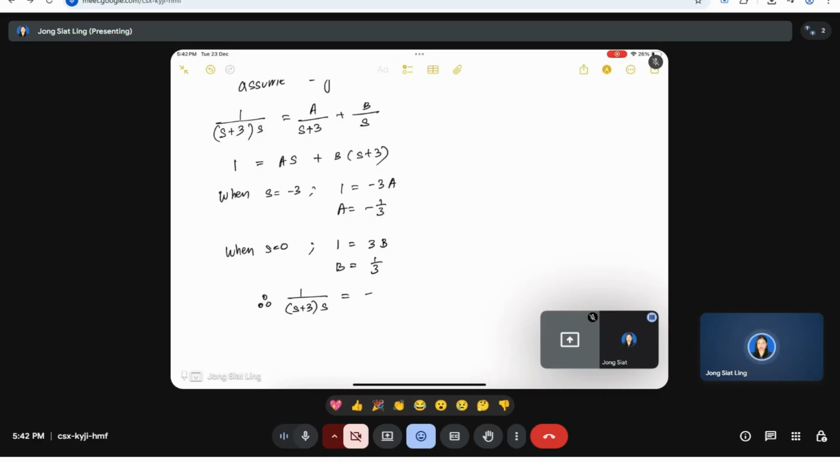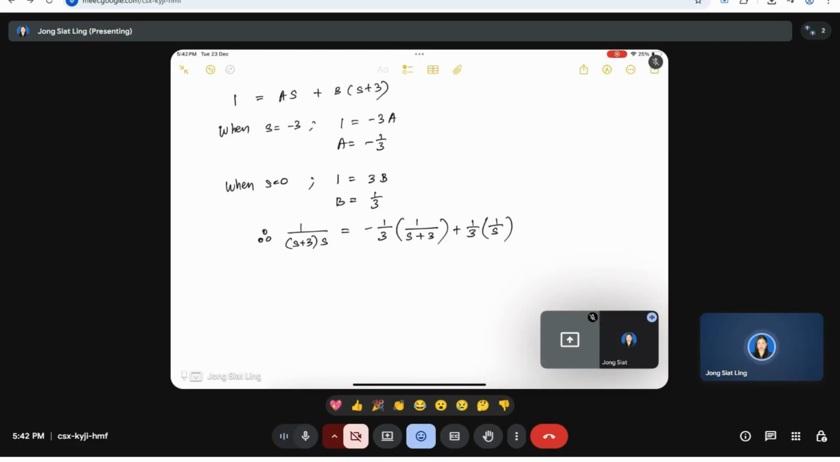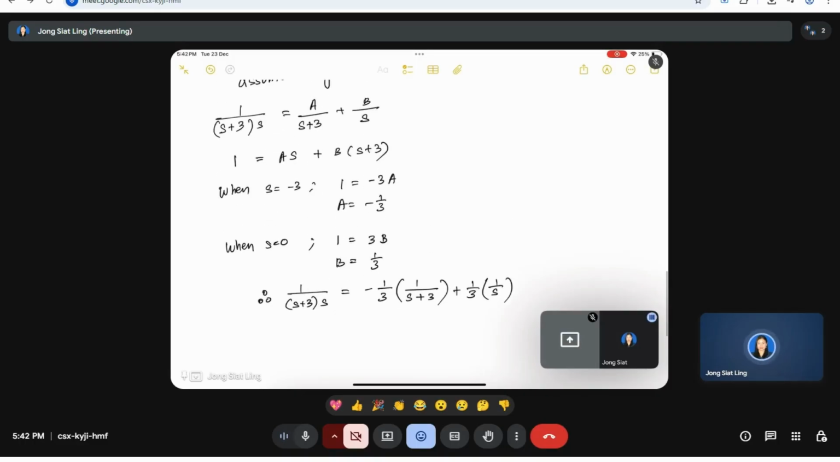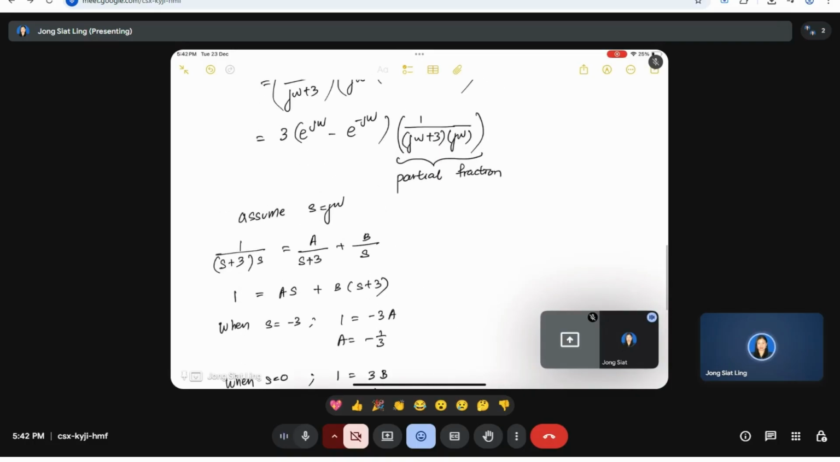We can get a is negative 1 over 3. So this is for s plus 1 over s plus 3, plus b is 1 over 3. This is for 1 over s. Okay, and then we already found a and b.